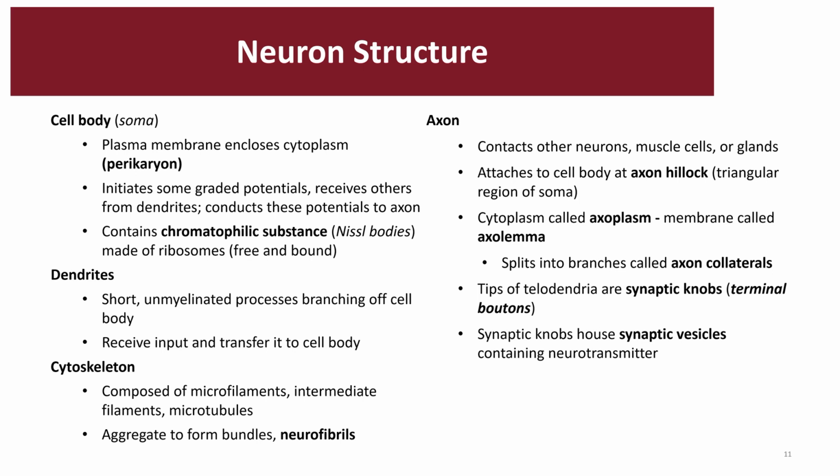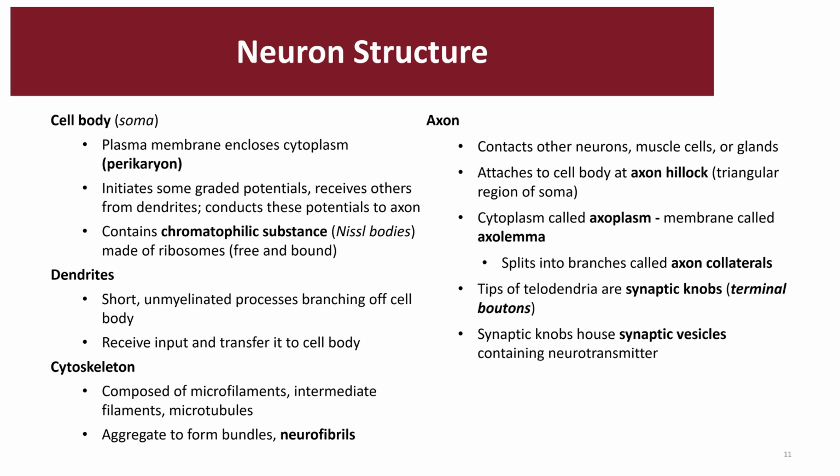These dendrites tend to be relatively short, small processes that branch off the cell body, and they can conduct graded potentials towards the cell body. So they bring in a local signal that gets converted into an action potential. The cytoskeletal component includes the microfilaments, intermediate filaments, and microtubules that form the structure, and they can also form bundles called neurofibrils. The axon is the most critical part of a neuron.